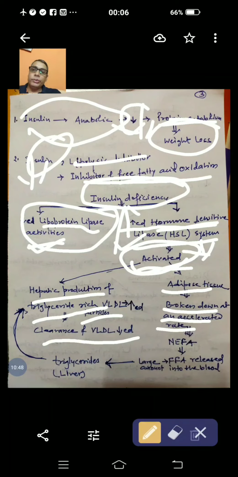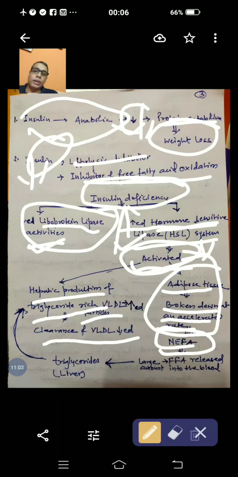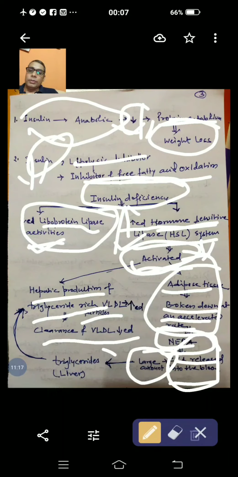यानी कि एडिपोज टिश्यू का जो फैट है वो स्पीड से, उसका ब्रेकेज का स्पीड ज़्यादा हो जाता है. Once this peripheral adipose tissue breakdown is large, there will be production of NEFA, that is non-esterified fatty acids, and these free fatty acids are released into the circulation. Once the amount of these free fatty acids is large, at that time there will be accumulation of them.